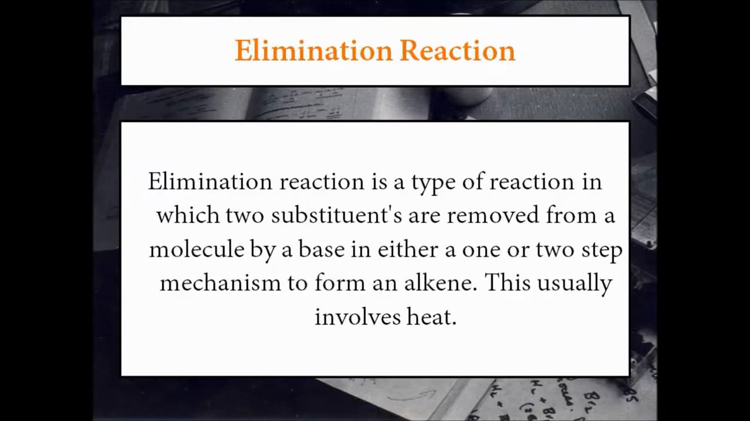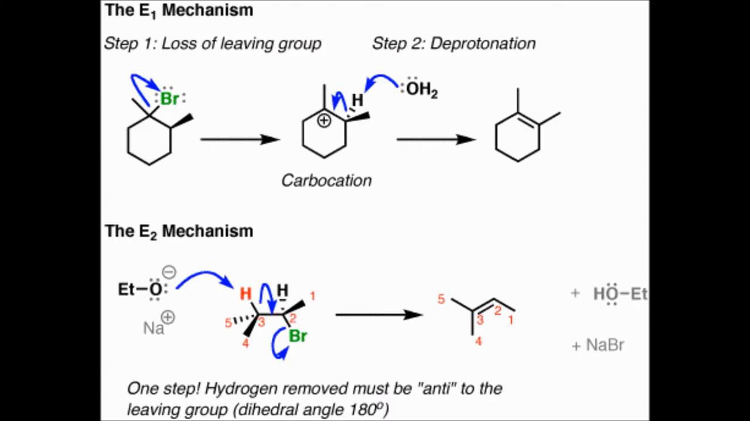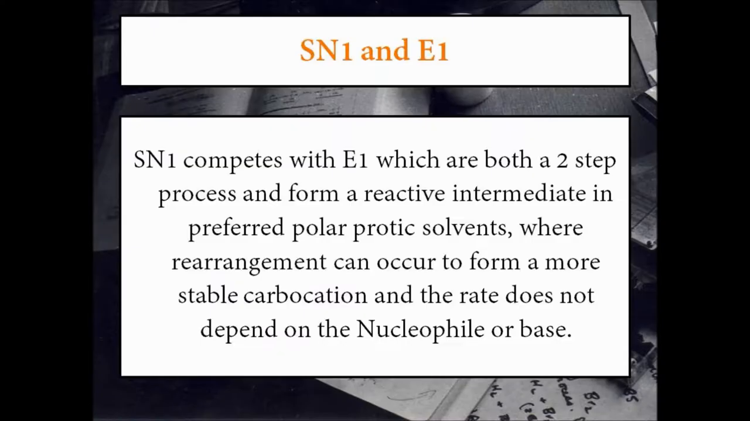Elimination reaction is a type of reaction in which two substituents are removed from a molecule in either a one or two-step mechanism process to form an alkene. This mostly involves heat and a base.